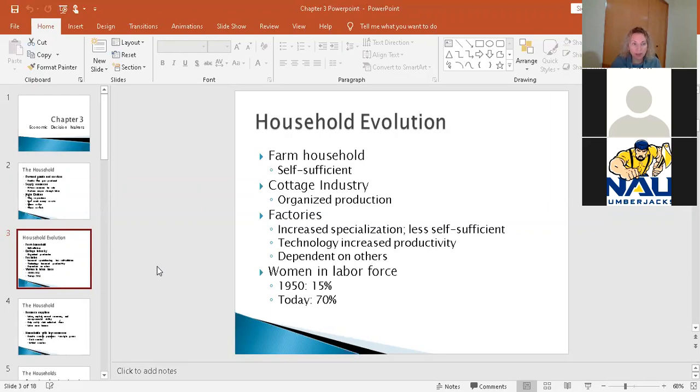Another big thing that happened to the households in terms of evolution is going to be the introduction of women to the workforce. So you can see the numbers I have there. 1950, about 15% of women were in the workforce in 1950. And then you can see that today it's 70%. It's actually higher than that. That's the most recent number that your author has in the book, but it's closer to 75% today. What happened that pushed women into the workforce?